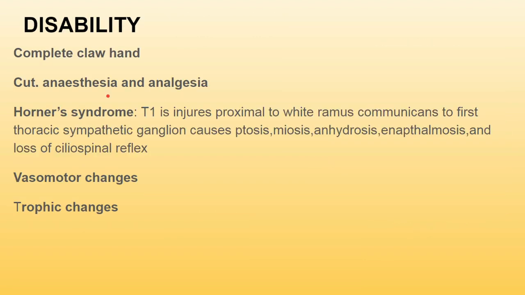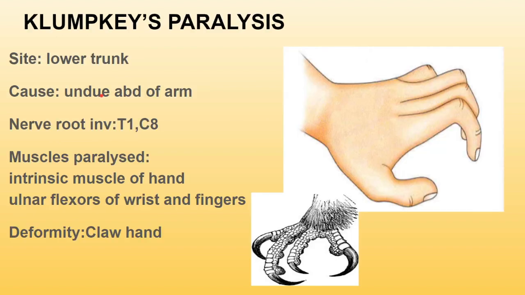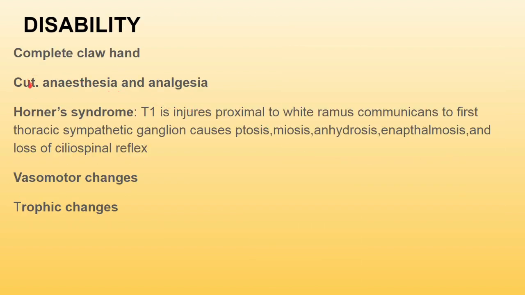Now, the disabilities of Klumpke's paralysis: first of all the complete claw hand, and cutaneous anesthesia and analgesia mainly along the narrow ulnar border of the forearm and the hand. Anesthesia means the loss of sensation, but analgesia means the loss of pain sensation. Now Horner syndrome mainly occurs when T1 is injured proximal to the white ramus communicans to the first thoracic sympathetic ganglion. It mainly causes ptosis, miosis, anhidrosis, enophthalmos and the loss of the ciliospinal reflex.